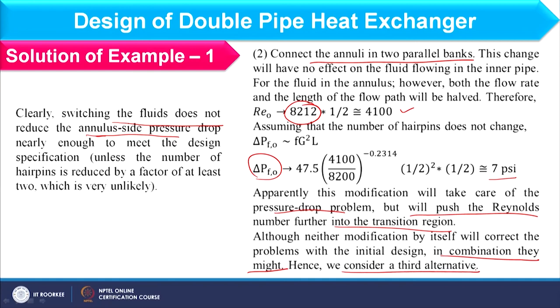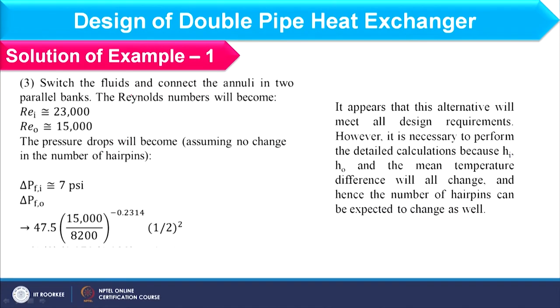So considering this, we can make a third alternative where switching as well as connecting the annuli in two parallel banks, both we should consider. So here I have the Reynolds number. Now if you remember, this value was 30,000 when I considered switching of the fluid, but because of the parallel flow, this value becomes half. Considering this, we can find out the pressure drop. So that comes as 7 psi, right? So it appears that this alternative will meet all design requirements.